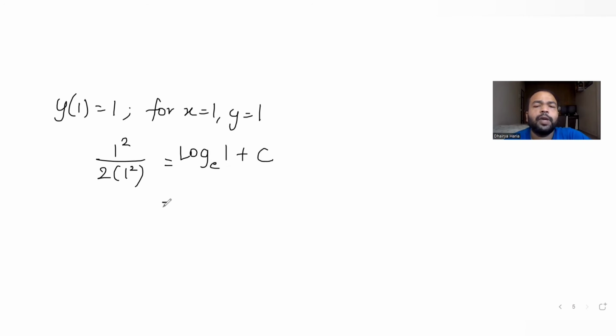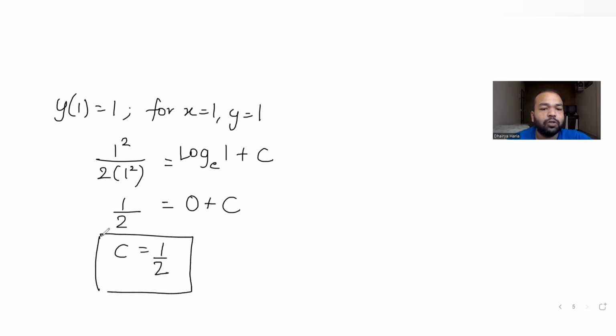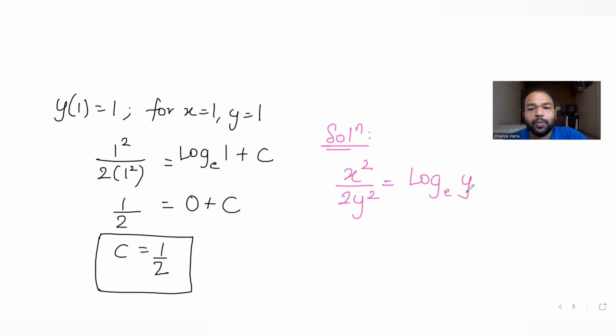So log 1 to the base e is 0 plus c. Here you have 1 upon 2. So c becomes half, that is our constant. So now my differential equation's solution becomes x square upon 2y square is equal to log y to the base e plus half.